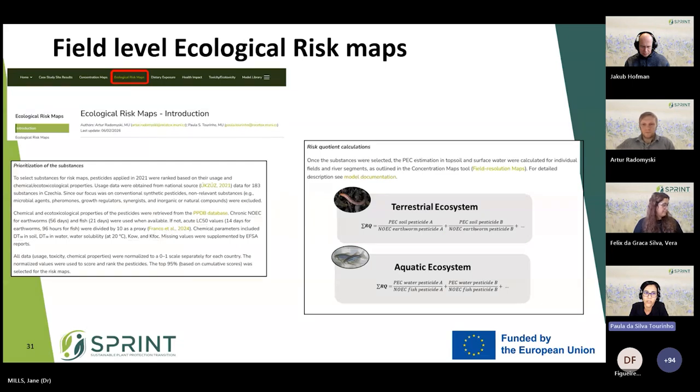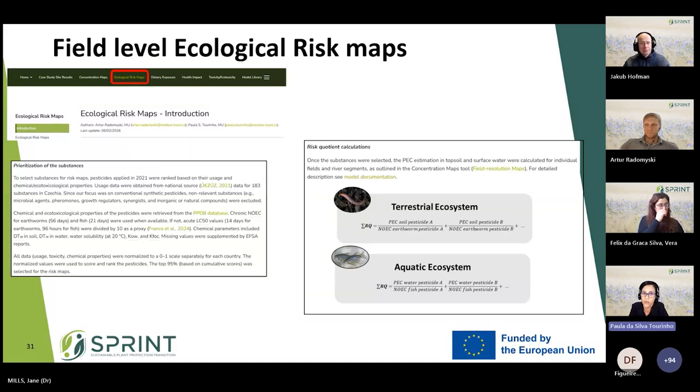In the introduction page, you can also find more information of, for example, how we select those pesticides. We started by having the use data of the year 2021 in the Czech Republic in tons per year. And we also used the chemical and ecotoxicological properties. So with these 3 data, we make a selection of the pesticides.